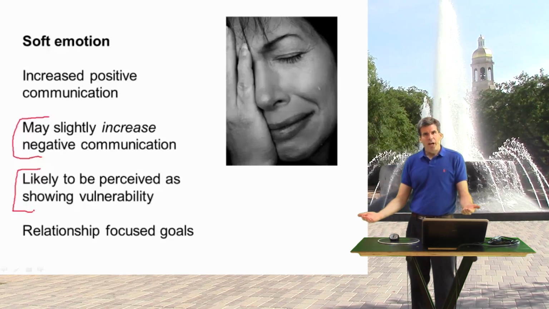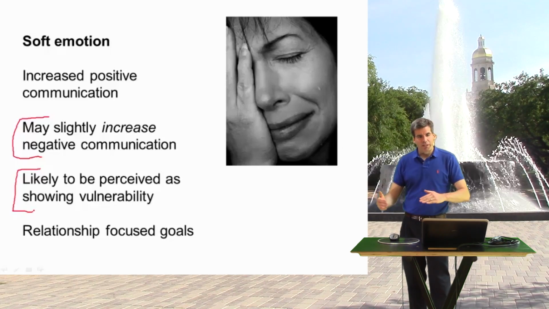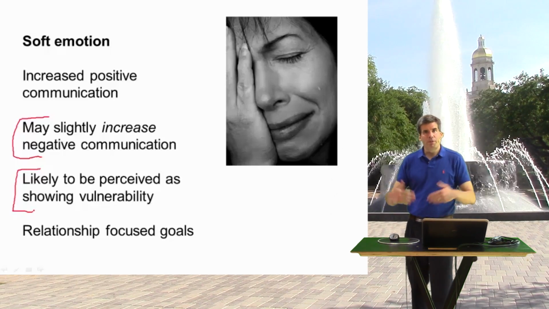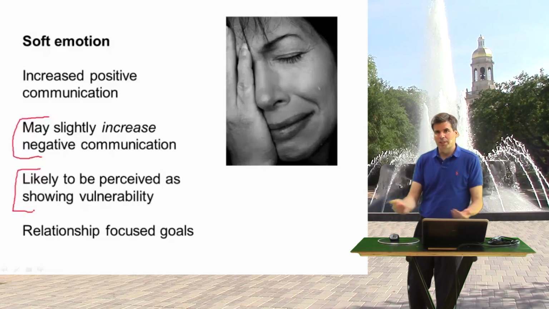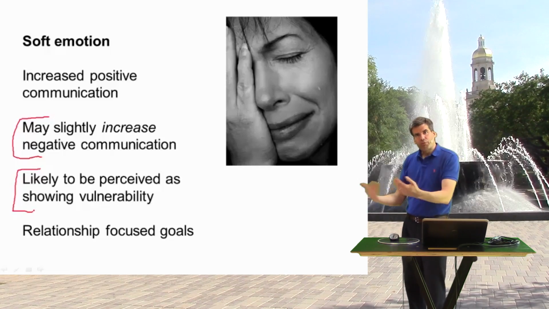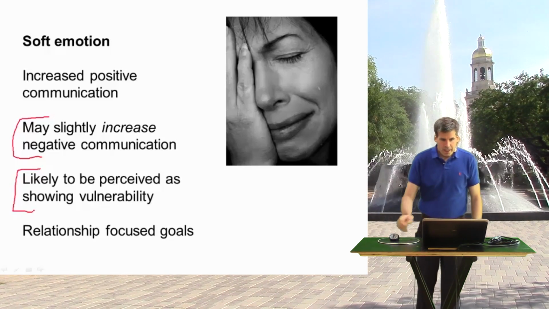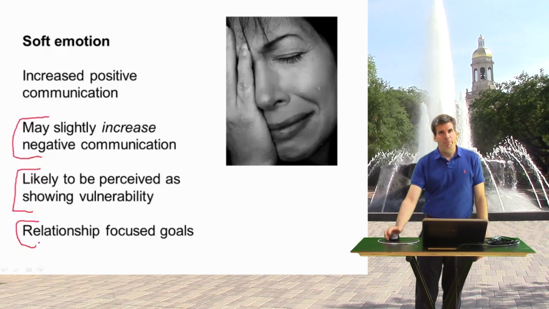When people express soft emotion, and this is a key thing about differences between these emotions, soft emotion expresses vulnerability. And if someone's expressing sadness or they're feeling hurt or disappointed, that person often appears to be expressing vulnerability to others. And soft emotion is often associated with relationship-focused goals.